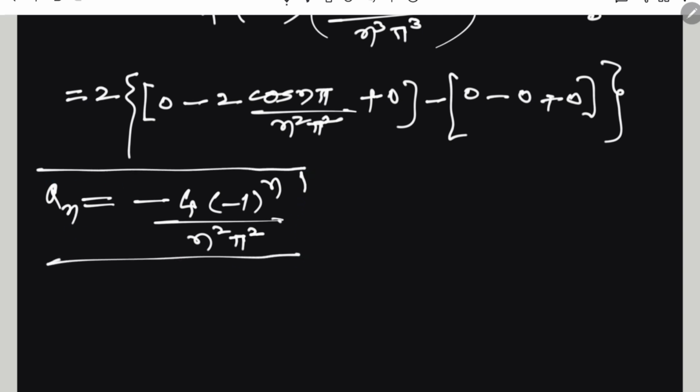We call this equation number 3. And bn is 0. Then substituting these values in equation number 1, we get the required Fourier series for that function.